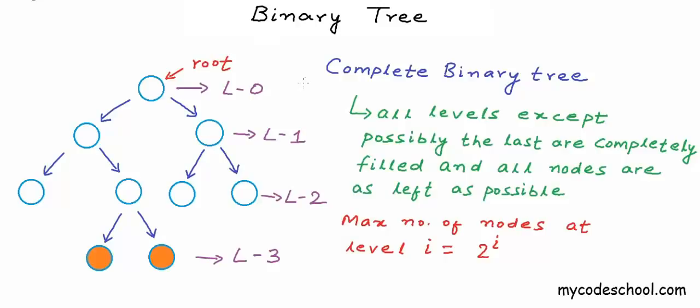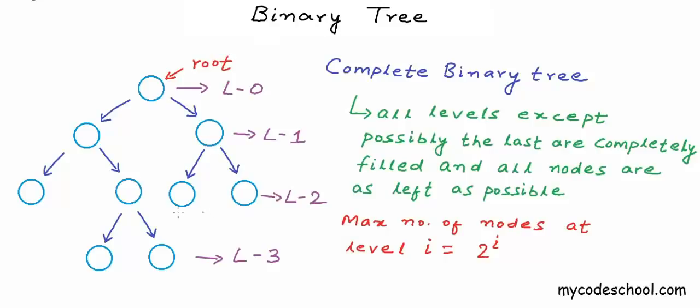At level 2 we can have 2 to the power 2 nodes at max, which is 4. So in general, at any level i we can have at max 2 to the power i nodes. You should be able to see this very clearly because each node can have 2 children. So if we have x nodes at a level, then each of these x nodes can have 2 children. So at the next level we can have at most 2x children.